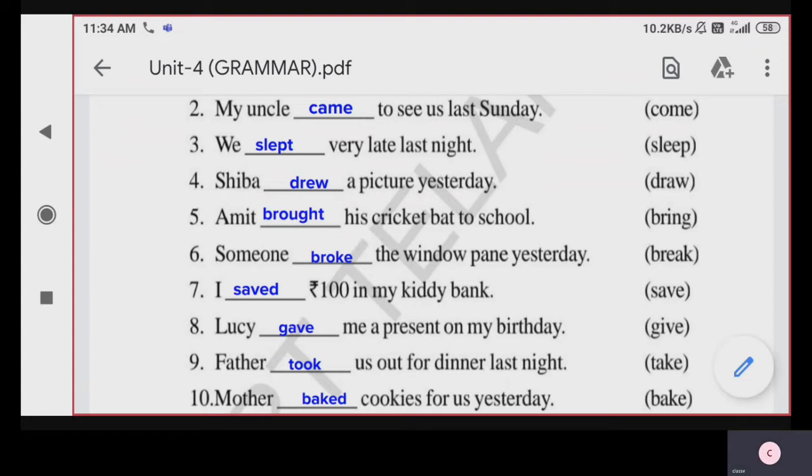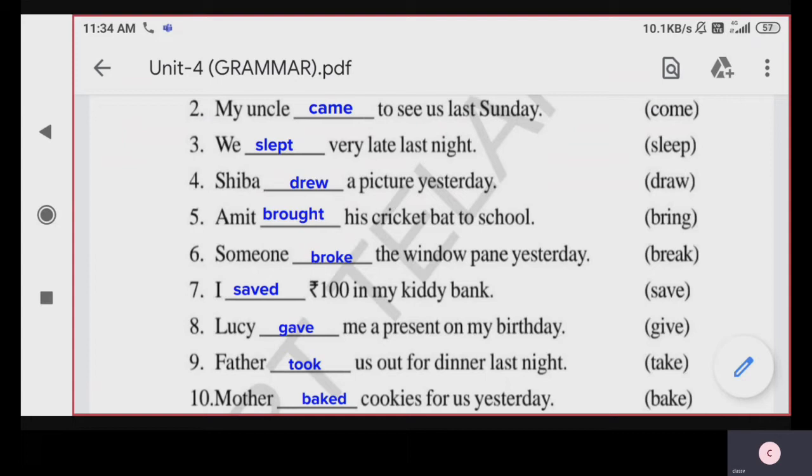Sleep, past tense is slept. So write slept in the blank. We slept very late last night. Fourth one, Sheba dash a picture yesterday. Draw. Past form of draw is drew. Sheba drew a picture yesterday.